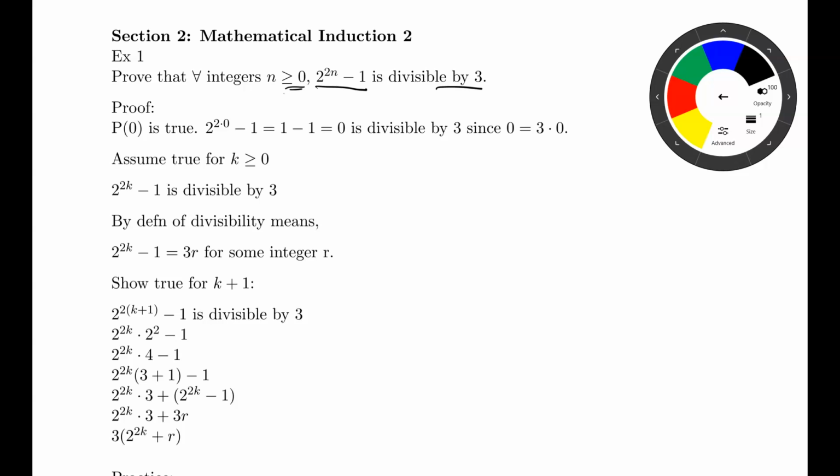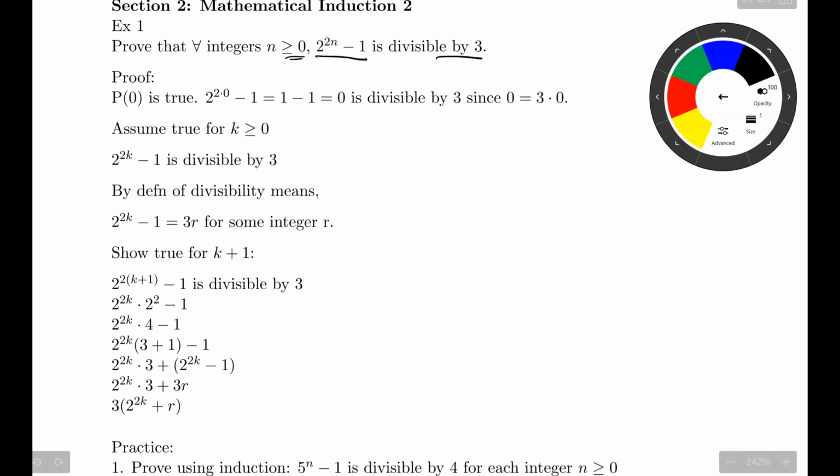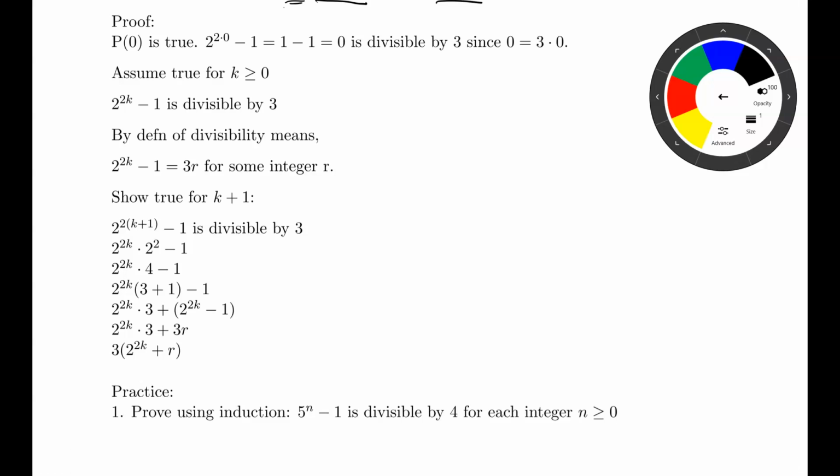Okay, so we're going to assume it's true for k bigger than 0, for all the k's. Assume true for k. So 2 to the 2k minus 1 is divisible by 3. I'm just going to write that this is going to equal 3r, because I want to use it in the next statement. I'm going to be able to replace this with a 3r, for some integer r.